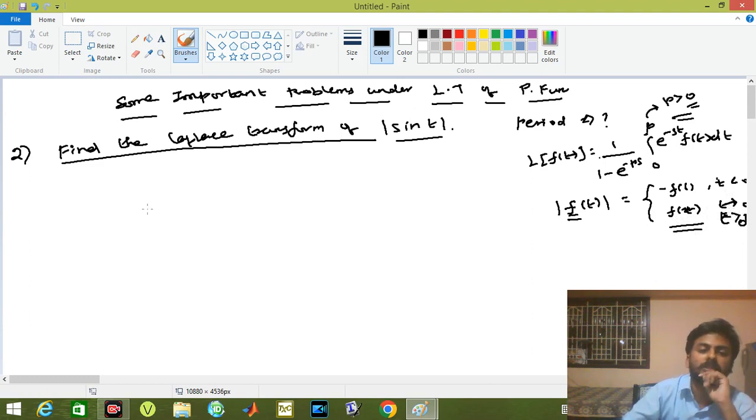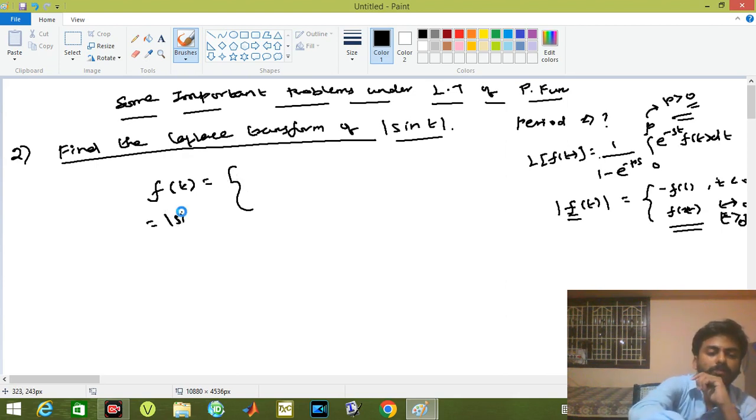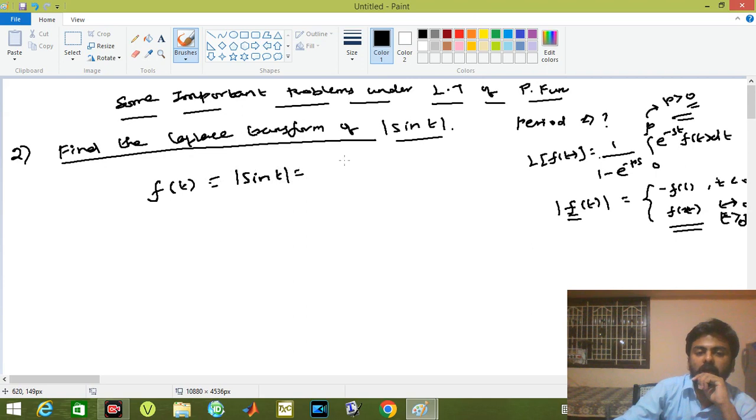That is the first condition. First of all, I shall split the given function f of t. F of t equals modulus of sin t, and this modulus of sin t can be written as minus sin t for t less than 0 and plus sin t for t greater than 0.